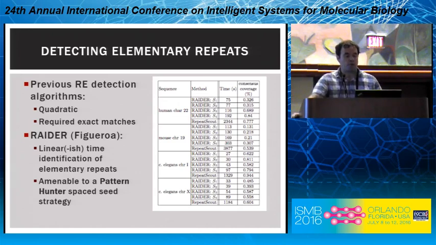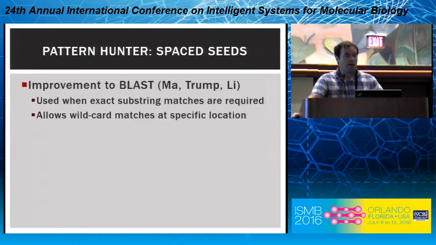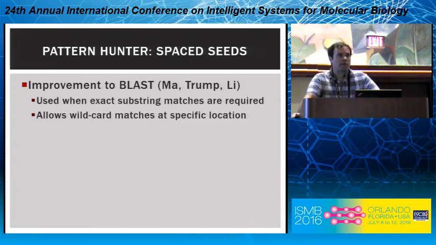All right, so let me explain what these seeds are. PatternHunter was a tool that came out somewhere around 2002 by Ma, Tromp, and Li to improve BLAST. So the original purpose was to make BLAST much better. It's appropriate in circumstances where you're looking for common substrings.